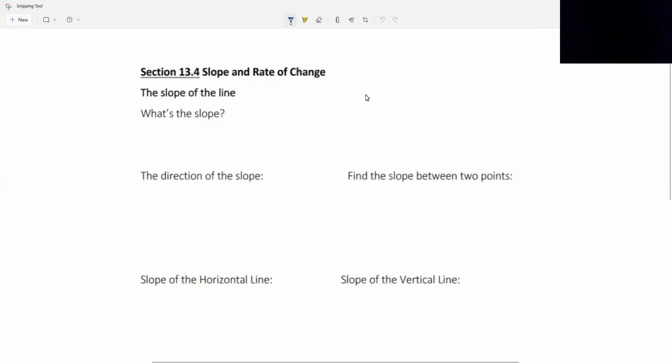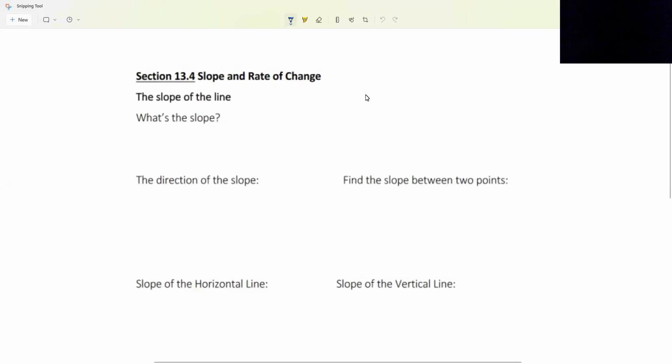Okay, so this is 13.4. This has to do with slope and rate of change. Really, when you're talking about the slope, you're talking about the inclination or the steepness of the line. So the slope is just the steepness.